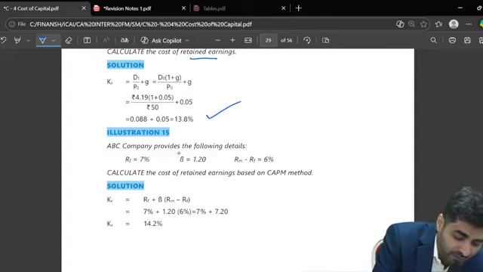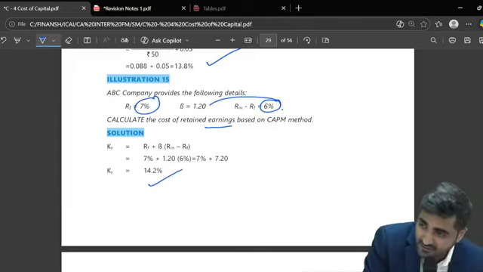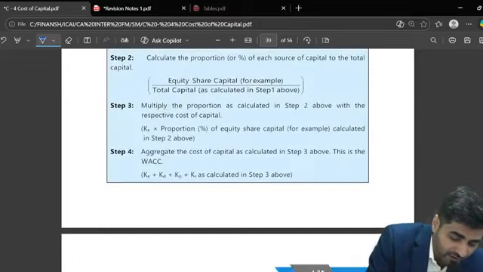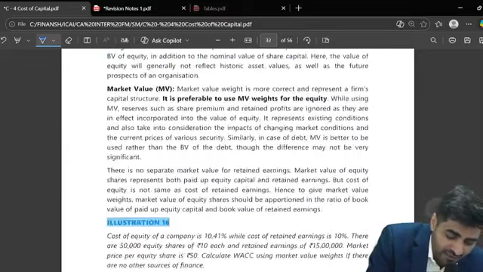Now ABC provides the following details: RF, beta and RM minus RF. We are required to calculate cost of retained earnings based on the CAPM model. So we already have RM minus RF, that is 6. Multiply that by beta, add the RF, we'll be getting this answer. Okay. Then there is weighted average cost of capital.